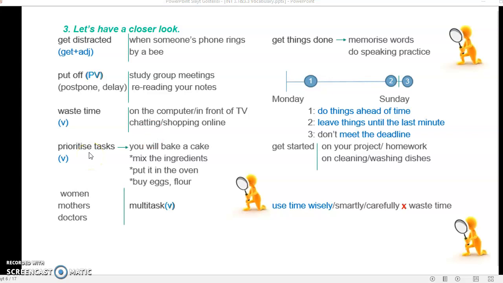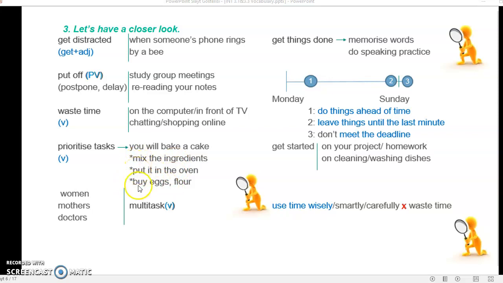Okay, in prioritized tasks, you have different tasks and you make a list. You put the most important ones at the top. Let's do one example together. Let's say you will bake a cake. You have 3 tasks. Mix the ingredients like eggs, flour, put it in the oven, buy eggs or flour. Which one is the most important? Which one is the first on your list? Buy eggs and flour. Because without this, you can't do the rest. So this one is the most important. So this is number 1 and number 2 and number 3.